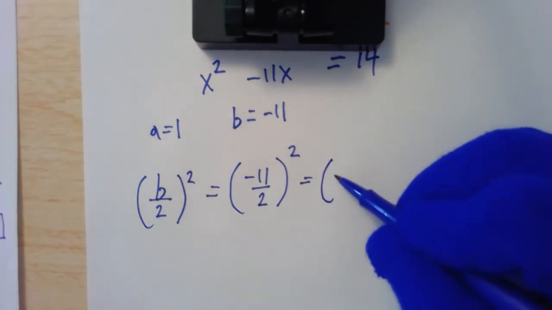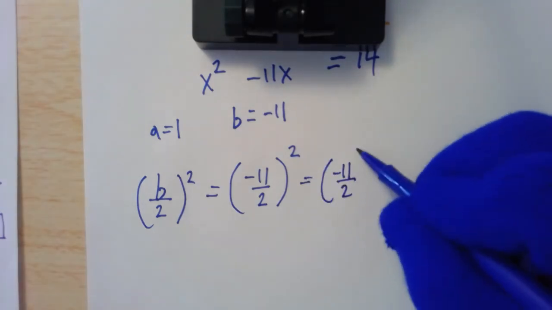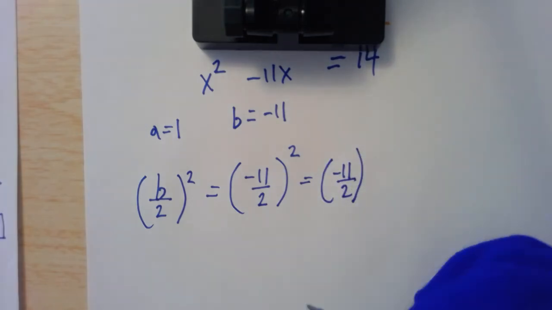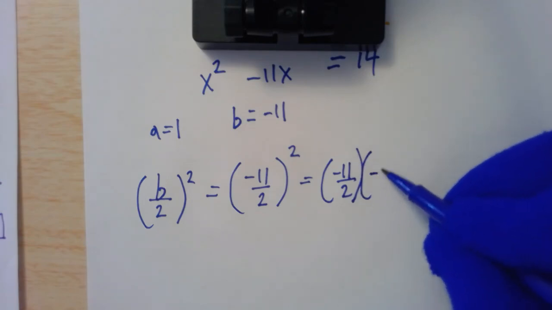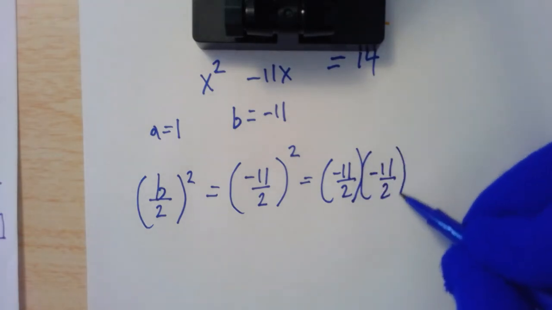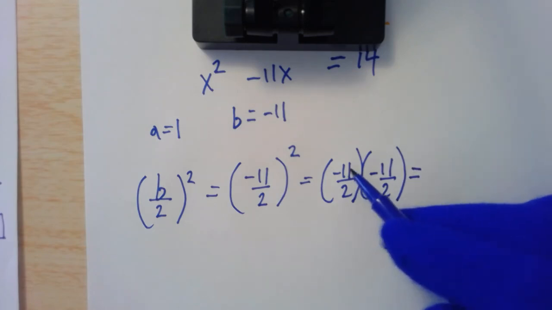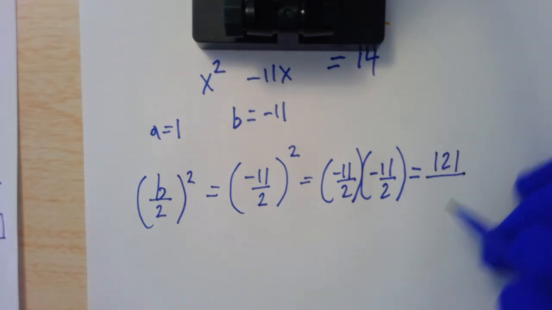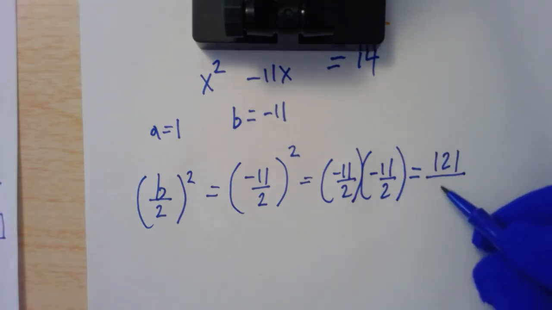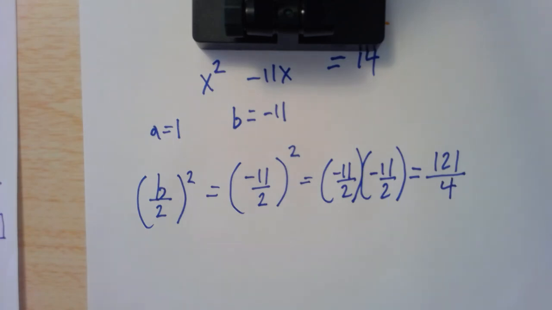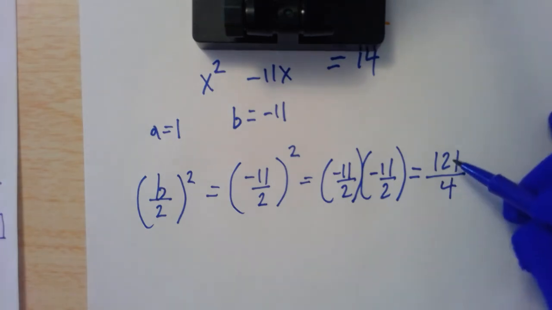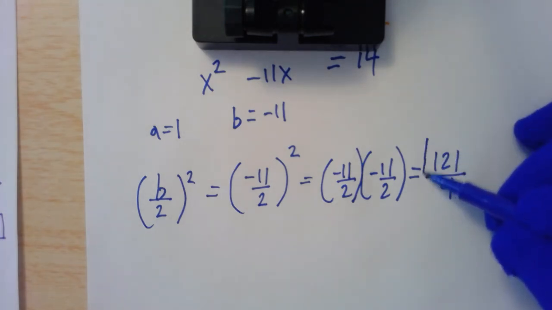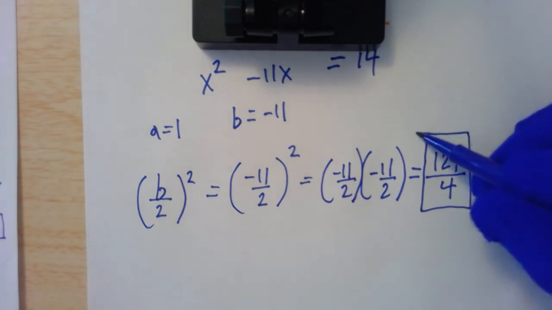What does that mean? That means we're taking the negative 11 over 2 and multiplying it by itself because it's to the second power. If it was to the third power, we'd multiply this by itself 3 times and so on and so forth. So we have negative 11 over 2 times negative 11 over 2. A negative 11 times a negative 11 gives me a positive 121. And a 2 times a 2 gives me a 4. 121 over 4. I have to double check. Can this divide and give me a whole number? Nah, it would give me a decimal. So from here, I just leave this as 121 over 4.